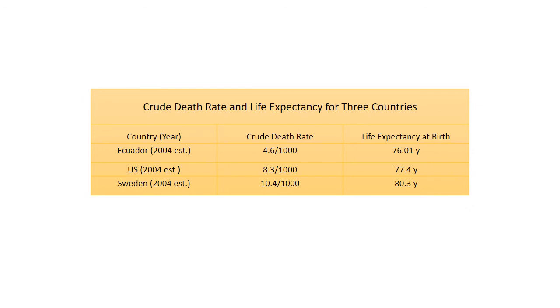So again, looking at just the crude death rate of these different populations, you can see here that in 2004, Ecuador had a crude death rate of about 4.6 per 1,000, the US was 8.3 per 1,000, and Sweden was 10.4 per 1,000. Even though, looking at life expectancy, Swedish people tend to be living longer than people in Ecuador.